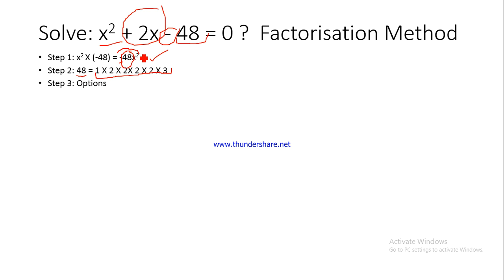And so we are now going to use a hit and try method, and then we will look at different options that can be there. So the first option is basically 2x and 24x. And how do we do that?